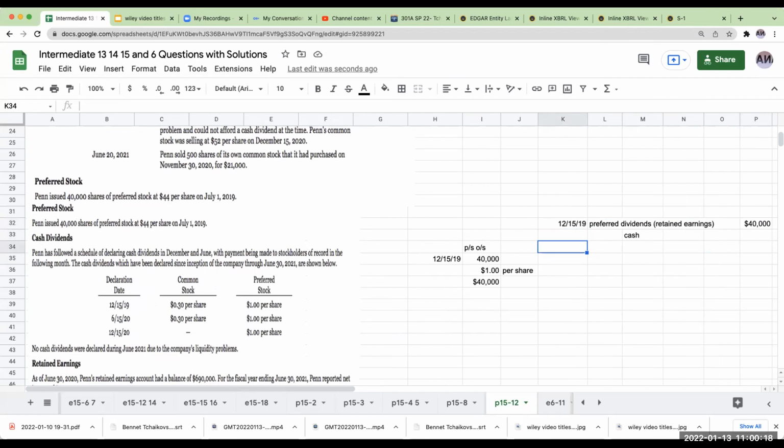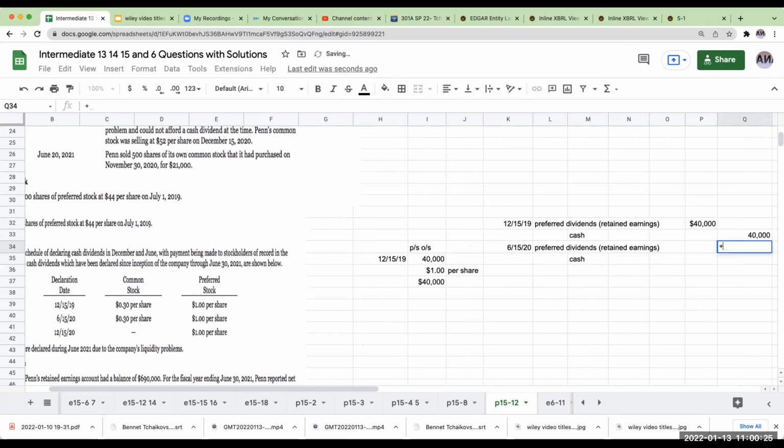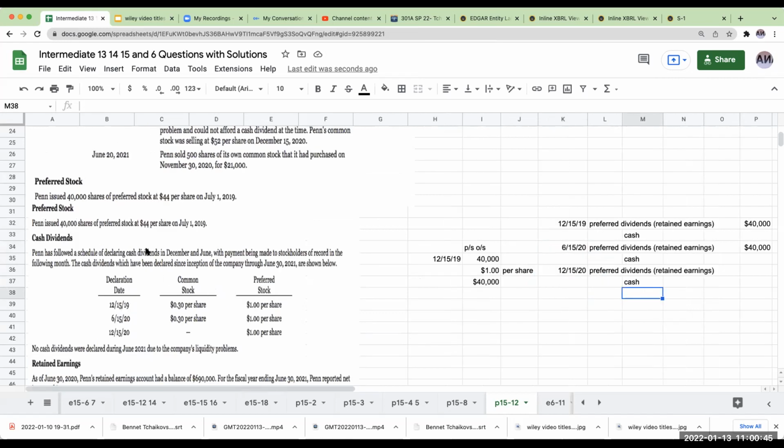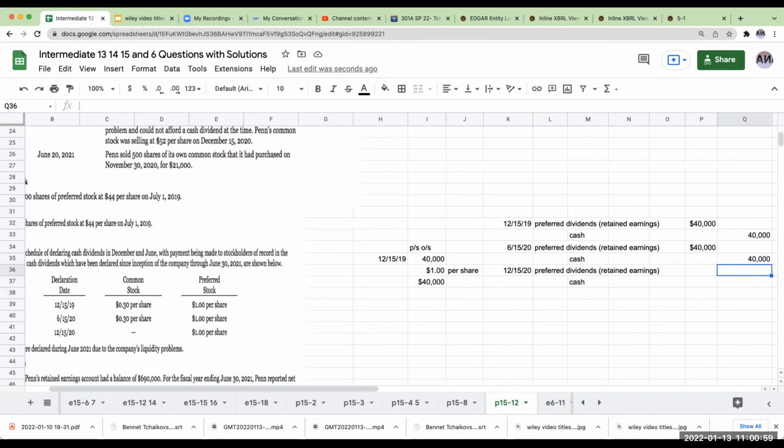So you've got 12/15/19, then we get 6/15/20. You're going to have basically the same entries. Then on 12/15/20, you're also going to have preferred dividends, and you'll be crediting cash. Now, what's interesting is that for the June dividends, the payments are being made to stockholders of record in the following month. So we would have a preferred dividend payable here if we were to do this properly, but I think we're more concerned with the amount of the preferred dividends. So you've got another 40,000 coming through from the preferred dividends.